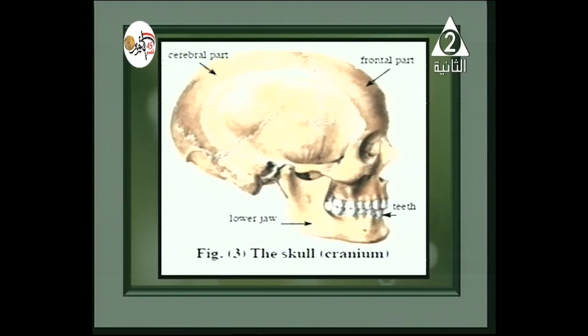So the skull is a bony box to protect the brain. It's the main function, protection of the brain. And we're going to study the structure of the skull. Actually, it consists of two main parts. One of them is called the posterior part or cranium, and the other part is the anterior part or facial part. The posterior part, we call it cranium, and it consists of 8 serrated bones.